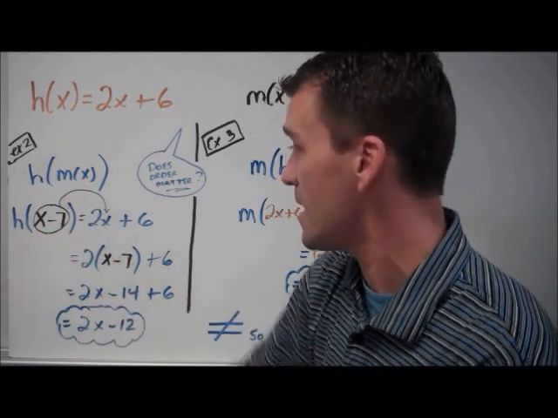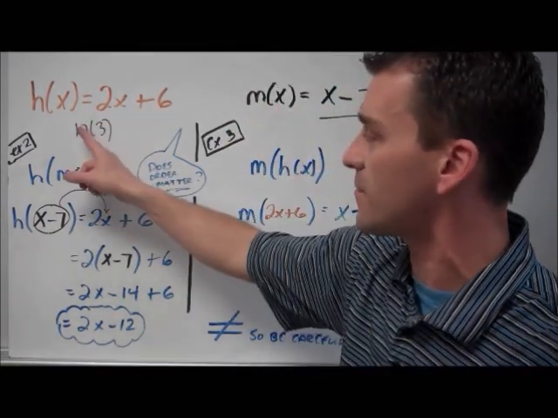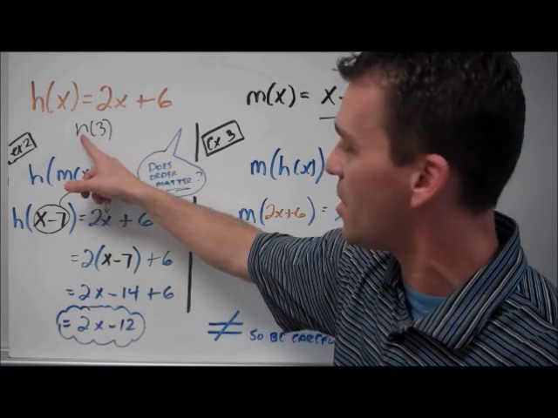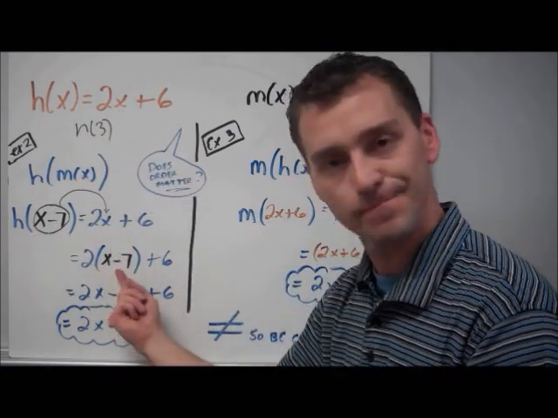Just like if I'm asking for h of 3, that means I'm asking for the value of the h function when x is 3, so I put 3 in for x. Here, I'm putting the whole thing in for x. That's why it becomes this. Sweet.